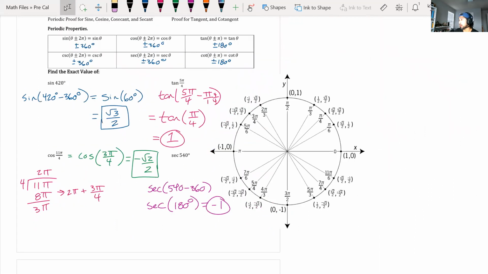And those are your periodic properties. So again, remember, your takeaway is that sine, cosine, cosecant, and secant repeat themselves every 2 pi. Tangent and cotangent only repeat themselves every pi. Everybody good with that page?